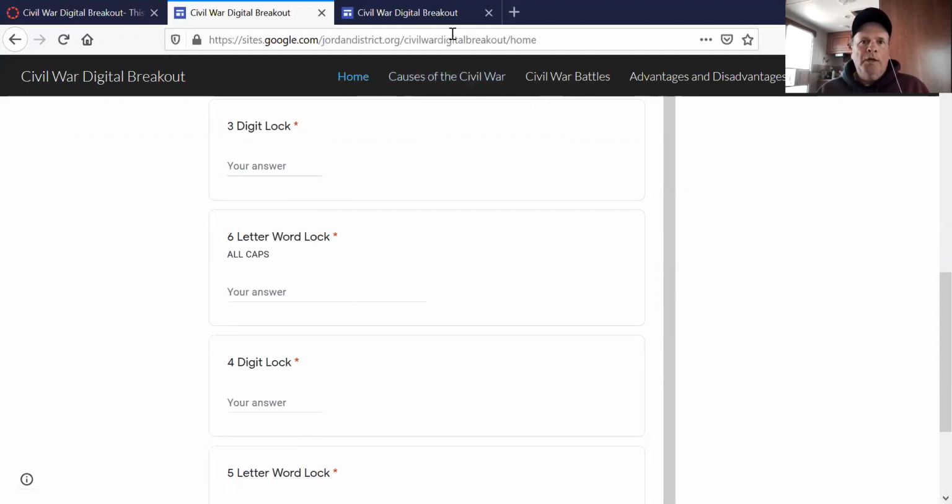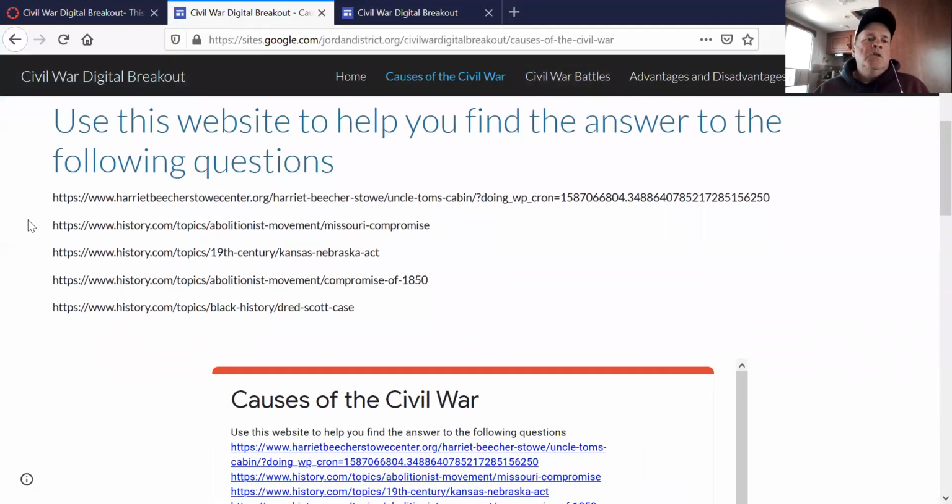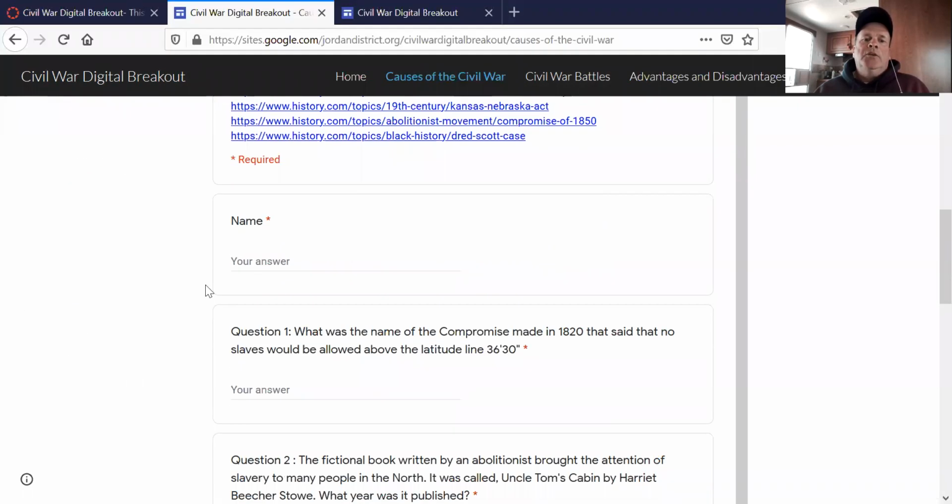Let's go to causes of the Civil War first, okay? If you click on that, you're going to see all these different websites that you can pull up to find information. You're going to have to type in your name, and then fill in the answers. Question one, what was the name of the compromise made in 1820? If you remember, the Compromise of 1820 also has the name of Missouri Compromise, okay?